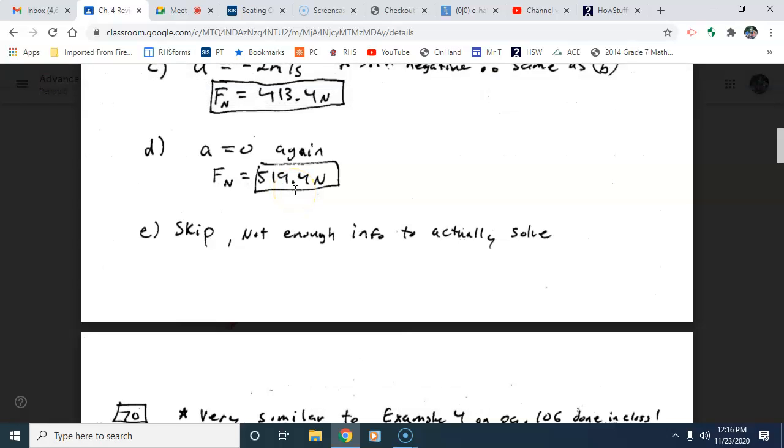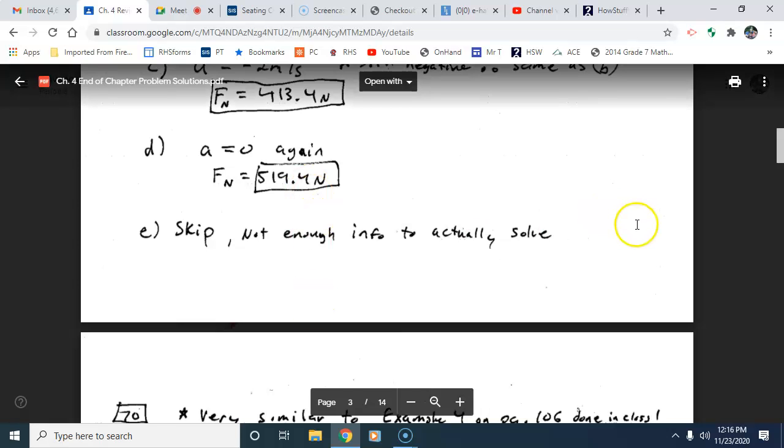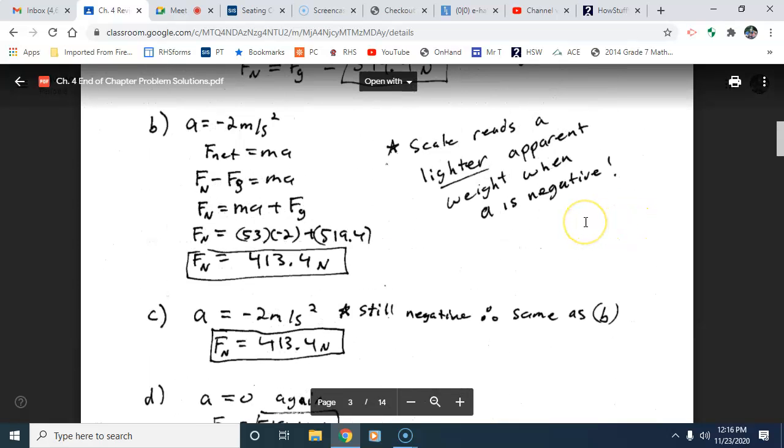E, I didn't want you to do, not because it was too hard. It doesn't tell you anything specific. I didn't want anybody to get confused on E because you can't find an actual numerical value since it doesn't give you an acceleration magnitude. So I didn't want anybody to get messed up thinking you had to there. That's why I skipped part E on that one, so don't worry about that. That's very similar to one you were assigned when we did elevator one.